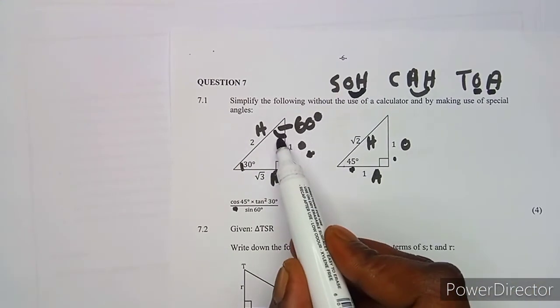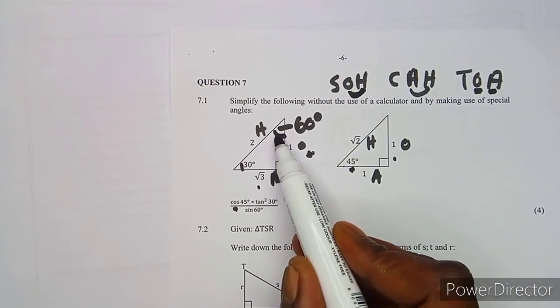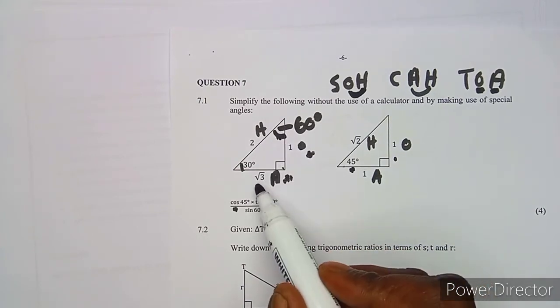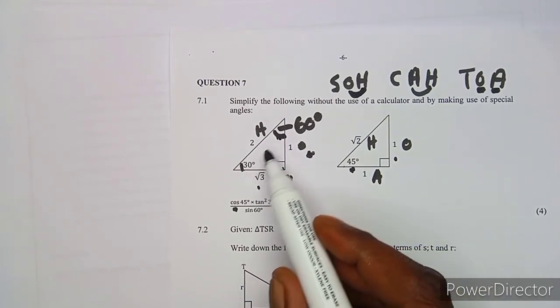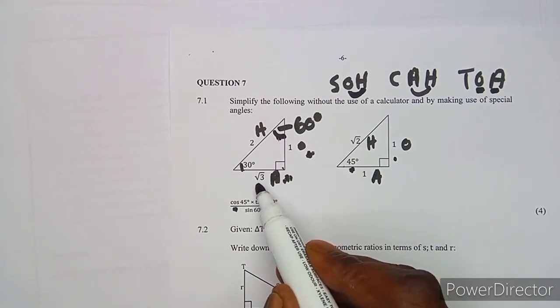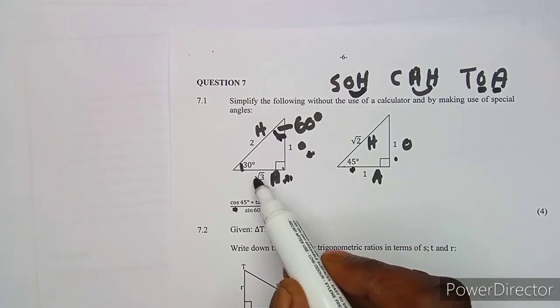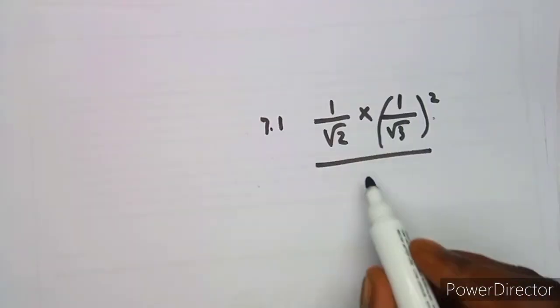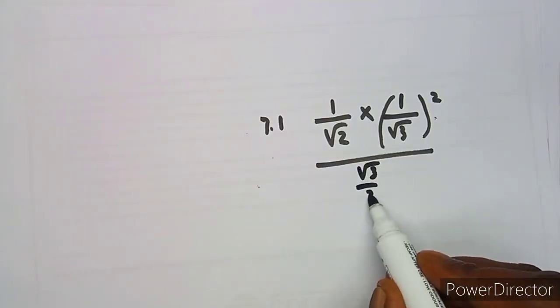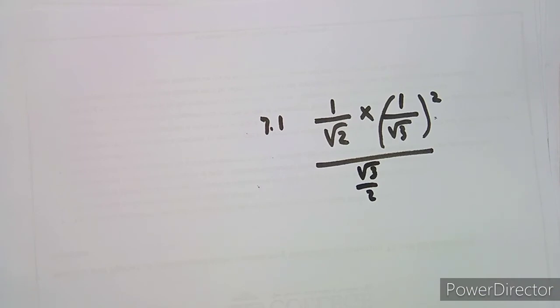So according to this 60, this is your opposite. All right, this is your opposite here, according to 60. So it's opposite over hypotenuse, which is square root of 3 over 2. That is what you're going to have for sine 60 from that part. So that is what we have, and we can simplify further, guys.